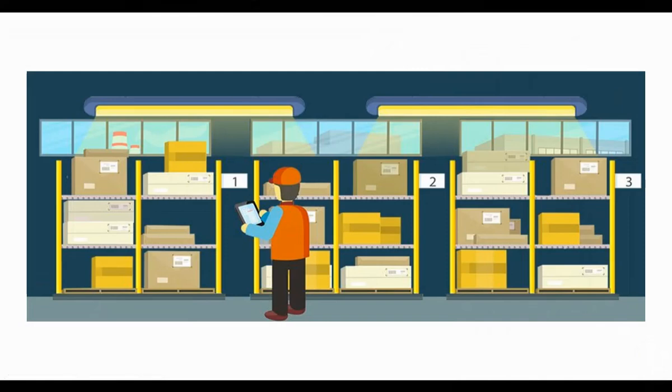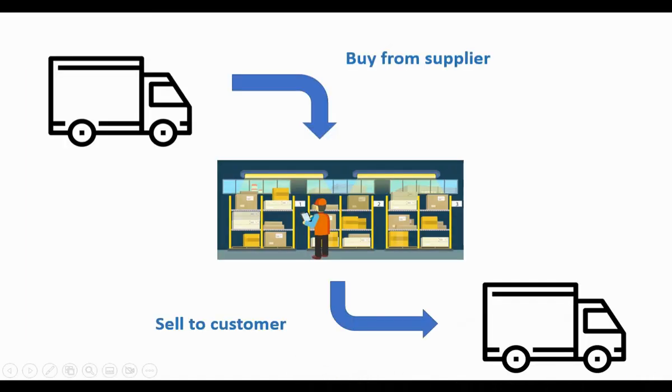Today I'll show you how to manage your stock, especially how to control your inventory so that you always have what you want to deliver to your customer. Inventory management and supply chain management is basically buying from suppliers and selling to customers, and we need to know if we have enough goods to deliver to our customer.